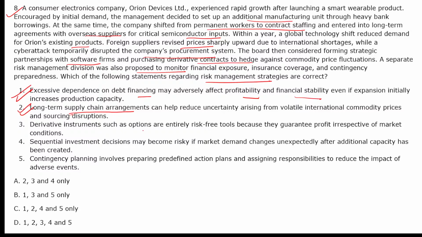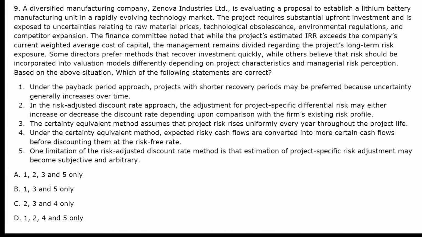Derivative instruments such as options are entirely risk-free tools. Wrong. They are the most risky. Sequential investment decision may become risky if market demand changes. Correct. Contingency planning involves preparing predefined action plans and assigning responsibility to reduce the impact of adverse events. Correct. So only the third was not correct. So C is the correct answer.